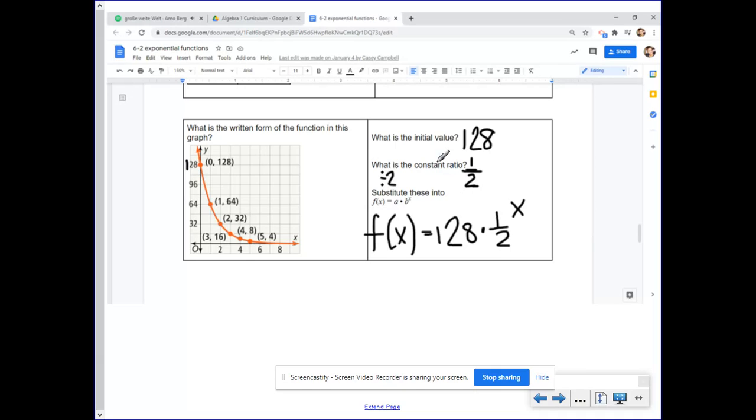So the key here, we wrote divided by 2. I want to note a couple things. If it looks like you're doing division, you're going to switch it to multiplication.